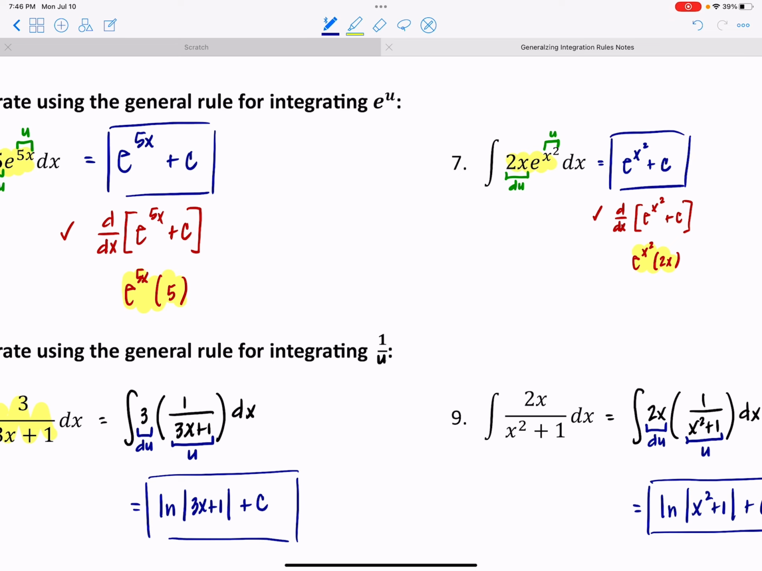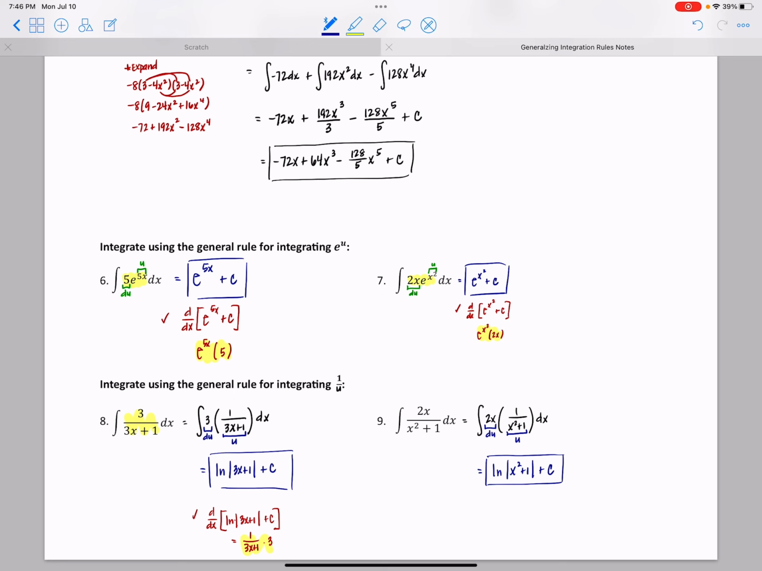So there it is. Okay, only the 3 rules we have to worry about generalizing. There are other generalized rules, but again, not rules that we're going to have to worry about. So as long as you can apply these, you should be in good shape.